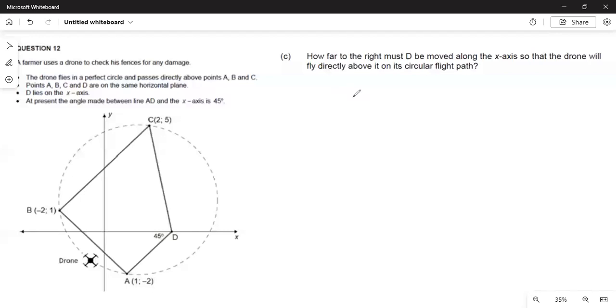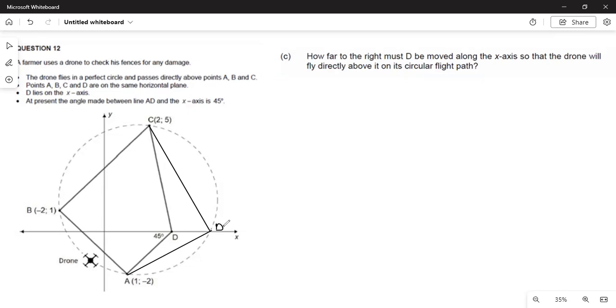Question C says, how far to the right must D be moved along the x-axis so that the drone will fly directly above it on its circular flight path? So what they want us to do is extend D and move it so that it touches our circumference.